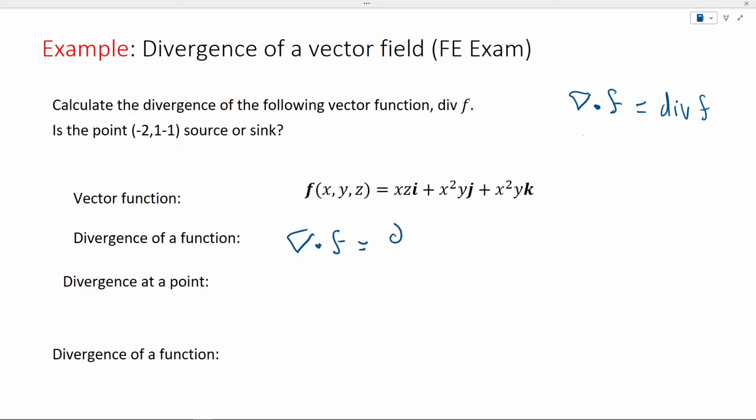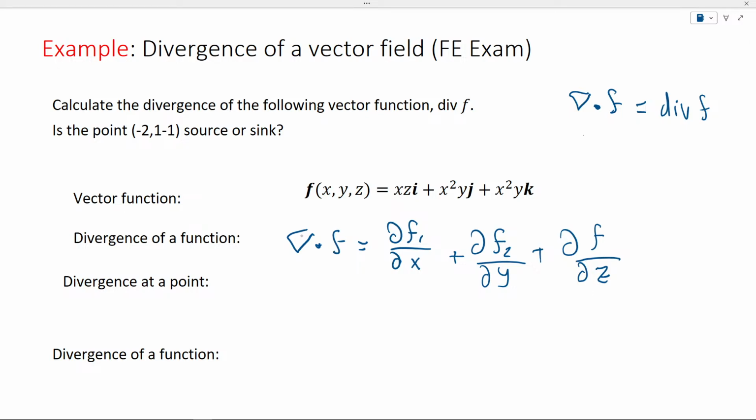That would be partial f1 over x plus partial f2 over y plus partial f3 over z. Yeah, that's the general rule. Remember, this is this and this is this. You just get a scalar.